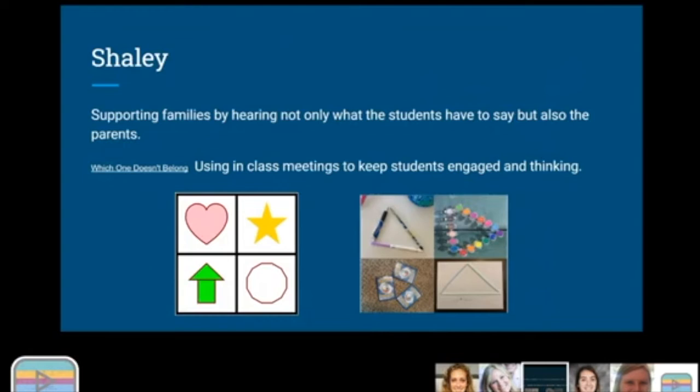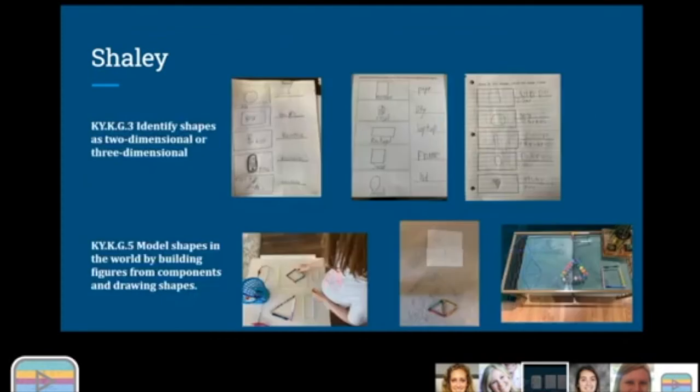It's helping them become effective communicators because they not only tell me which one doesn't belong, but they also tell me why it doesn't belong. It helps them have a voice in the community meetings, and it helps them stay engaged. On the next slide, you will see that I put some work that we have assigned for the students.